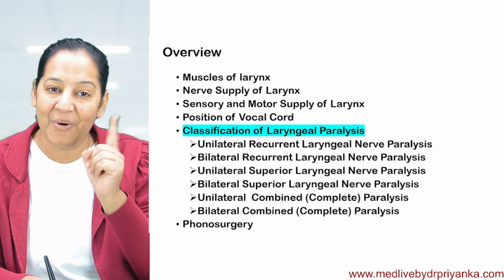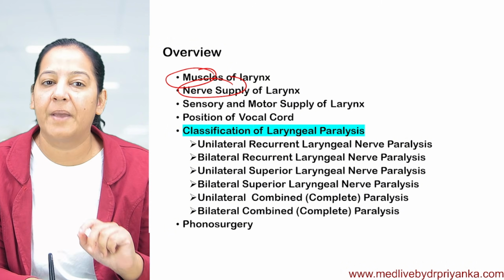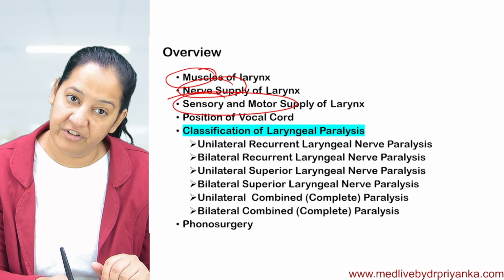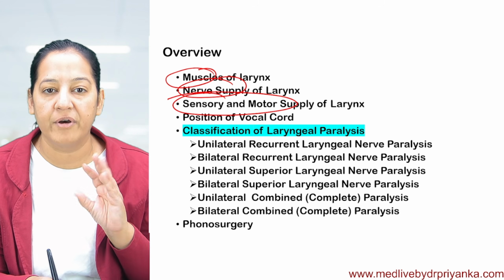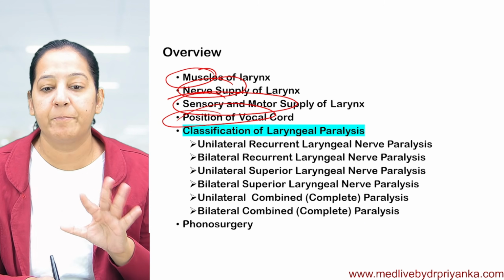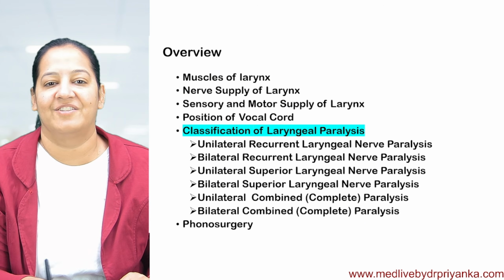You already know the 9 muscles. You already know the 2 types of nerves. You already know which nerve is supplying the sensory and motor supply to which muscle and where in the larynx. You already know the 5 types of positions of the vocal cord and which muscle is responsible for which position. Now let's start the laryngeal paralysis.